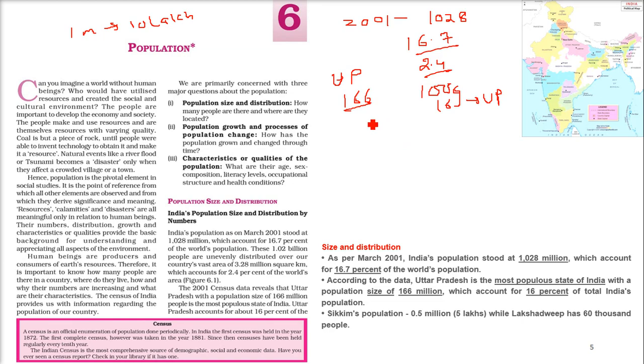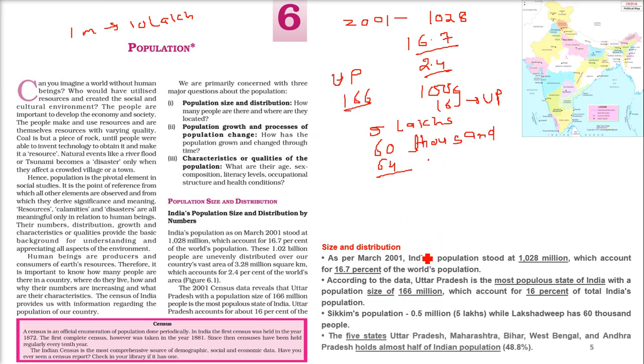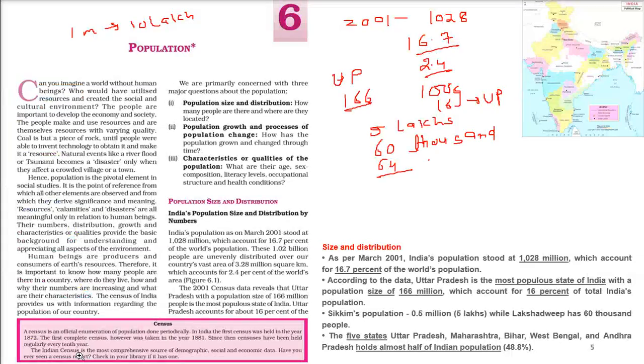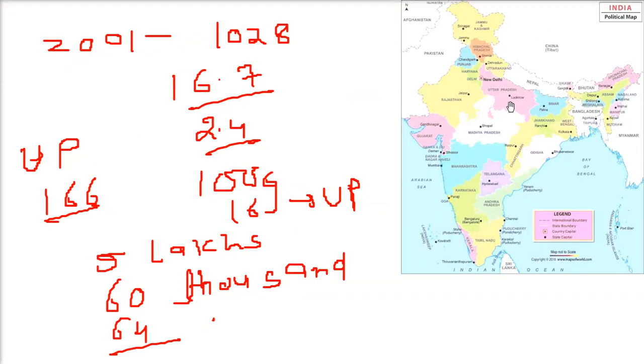Sikkim's population was, at that time in 2001, just 5 lakhs. And if you go to Lakshadweep, it was just 60,000. If you talk about today's, 2019-20, the population has not increased much. It has just gone up to 64,000. So there is a different distribution, and this is the size, as I just showed you, that places like Uttar Pradesh are highly populated.